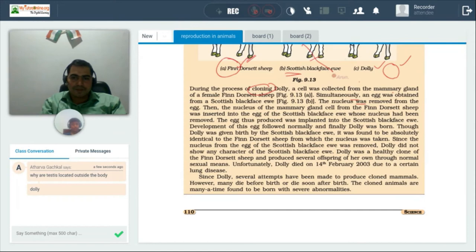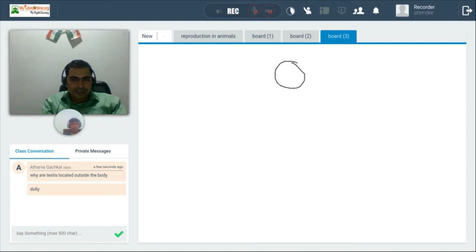Let me take the help of the whiteboard. On one hand, we are having one organism. Another, we are having another one. We have isolated the nucleus of this mammary gland, and apart from that, there was a nucleus of this one. We isolated both the nuclei. This was taken from Scottish and this was taken from Finn.